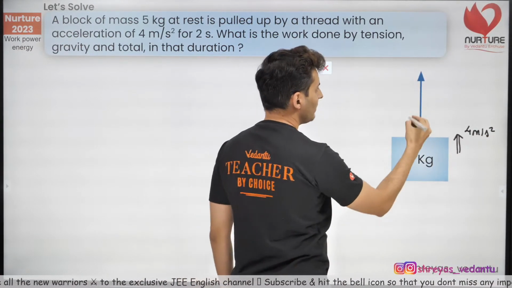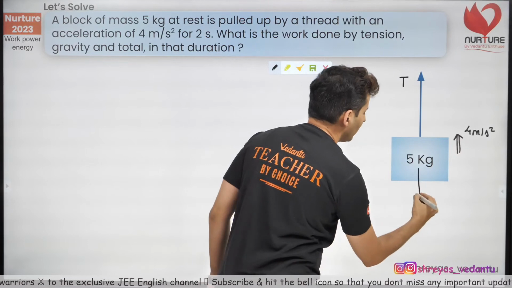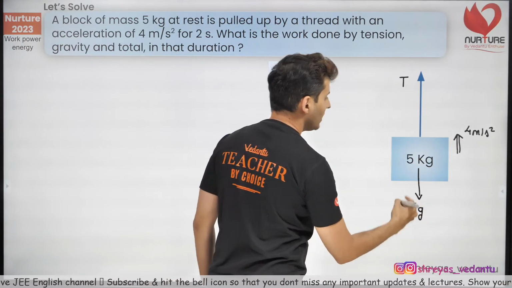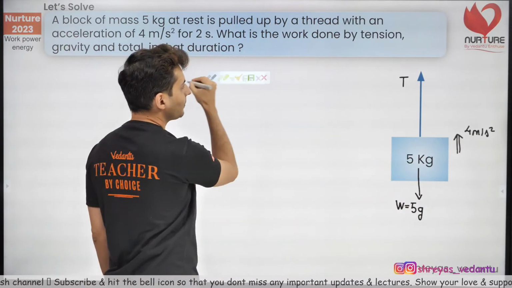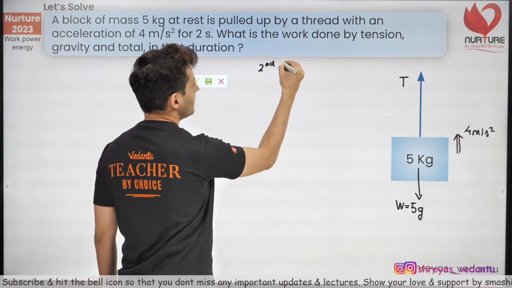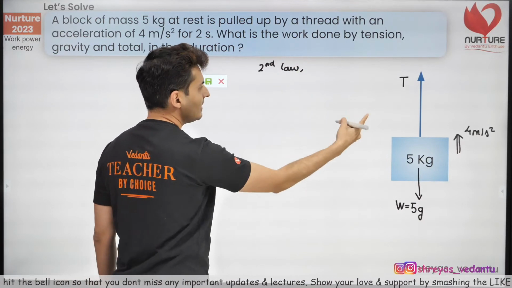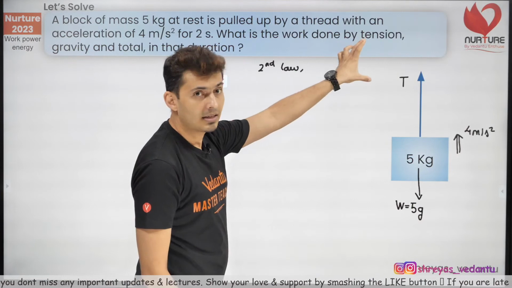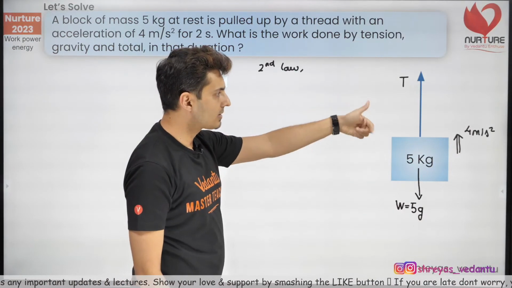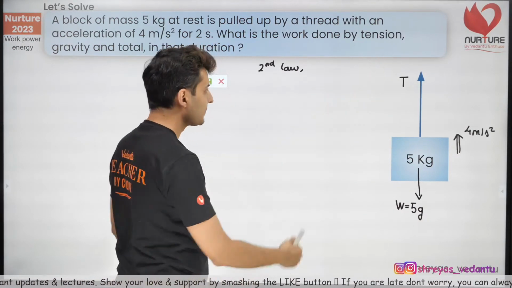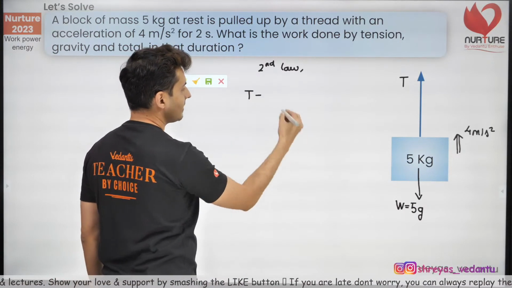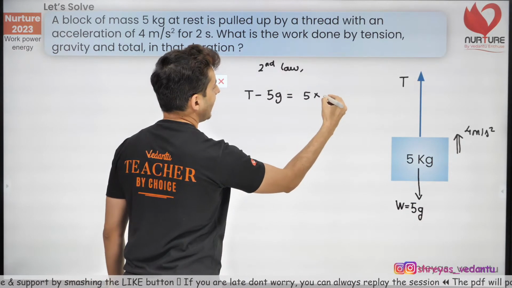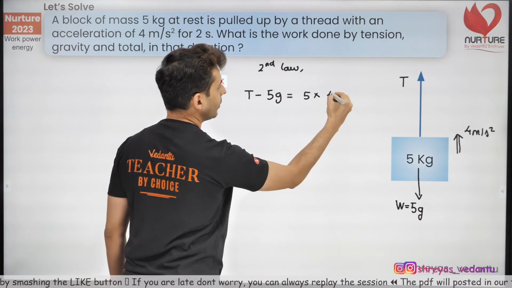Okay, so now there will be multiple forces. One will be tension, another one will be weight, which is 5g. By Newton's second law, one can easily say tension is more, weight is less. That's why this is creating an unbalance upwards and it is accelerating also upwards. So I can say tension minus the weight is equal to mass into acceleration, which is 4.